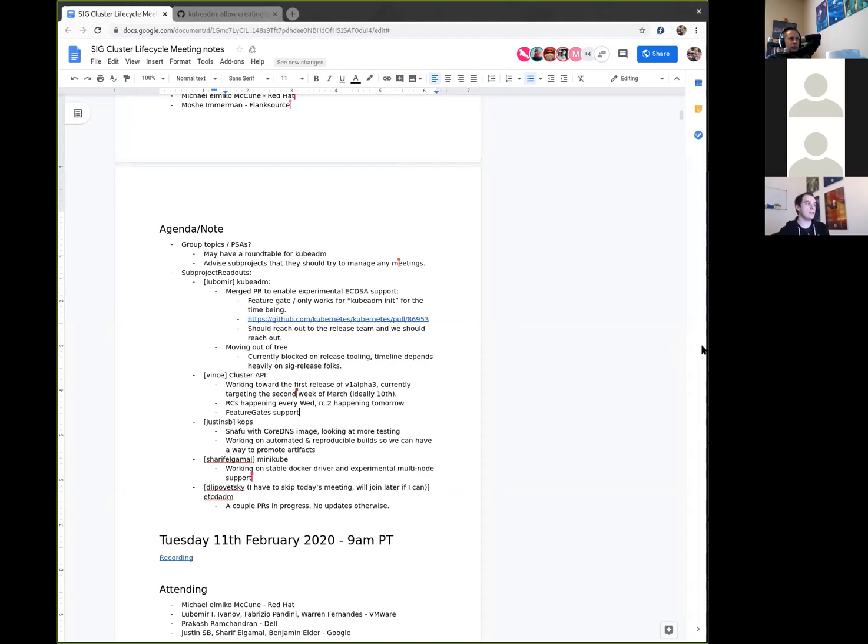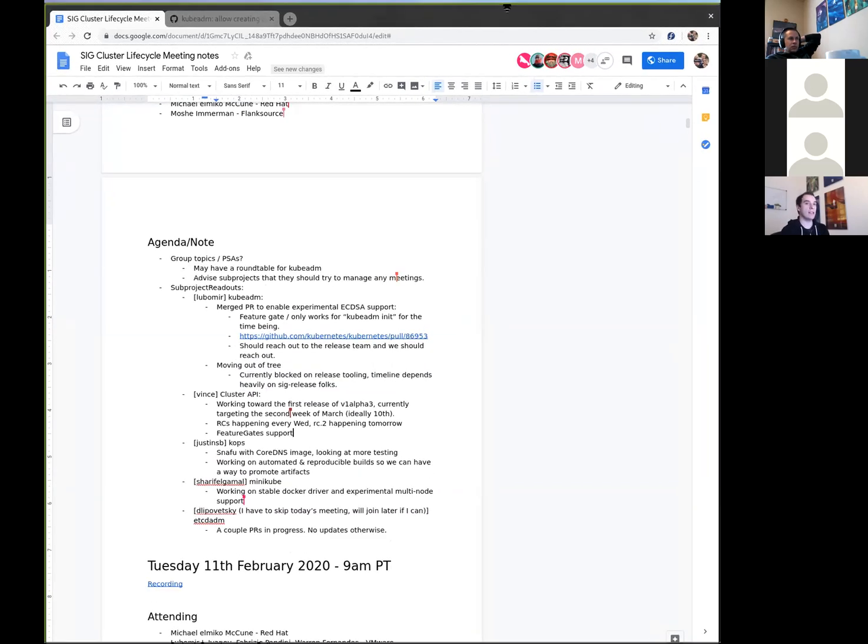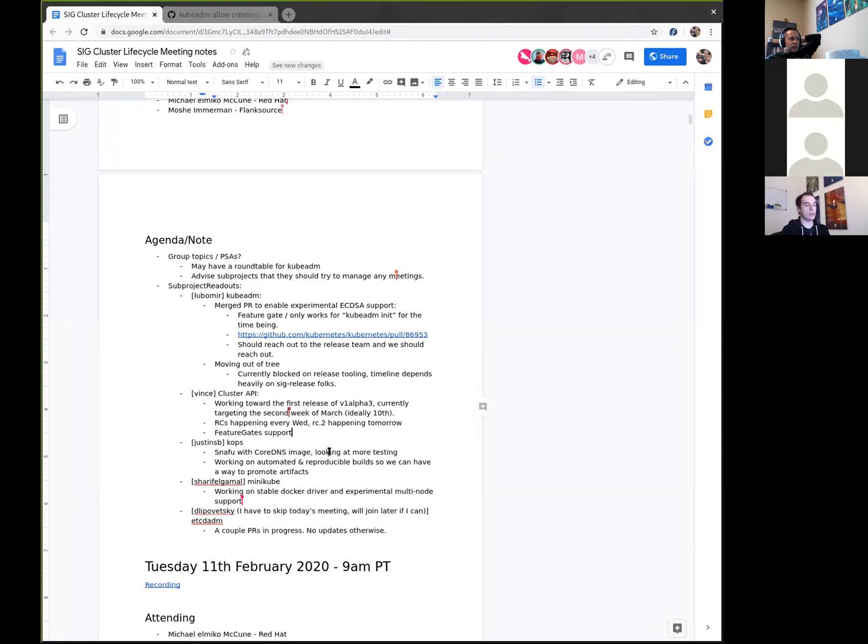The RCs are happening right now every Wednesday if there's enough changes. RC2 is happening tomorrow, probably tomorrow afternoon. We had 2 RCs so far.